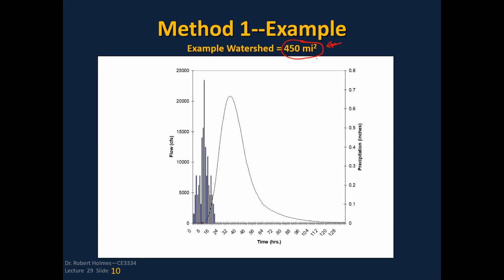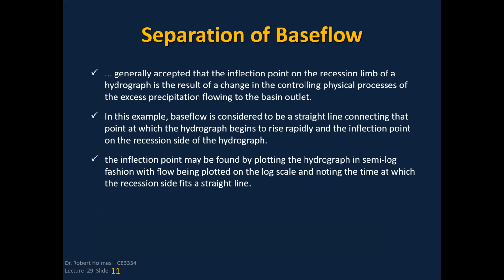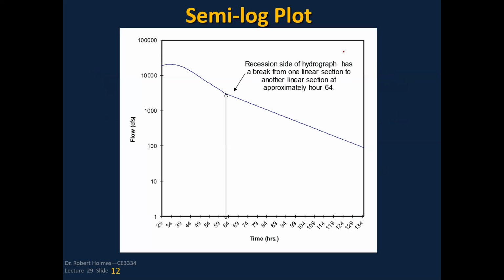You'll notice here that I've got my runoff or my total hydrograph, and this is the rainfall hydrograph. Now, the first thing you're going to have to do is separate out the base flow. We've talked about that in other lectures about how to identify the base flow, but you're going to have to separate out that base flow because we're interested in that part of the hydrograph that's due to the direct runoff.